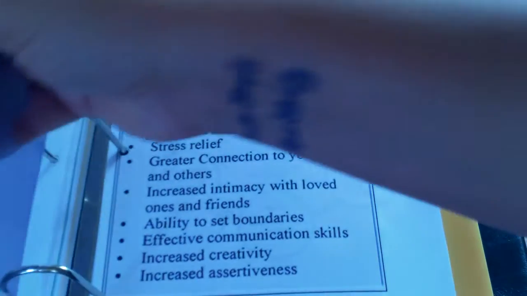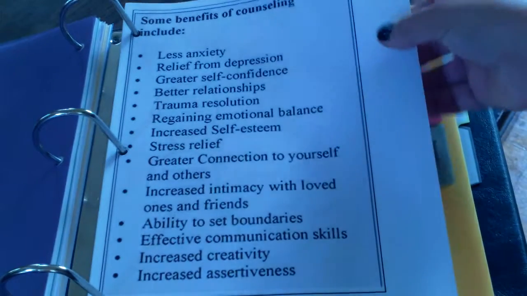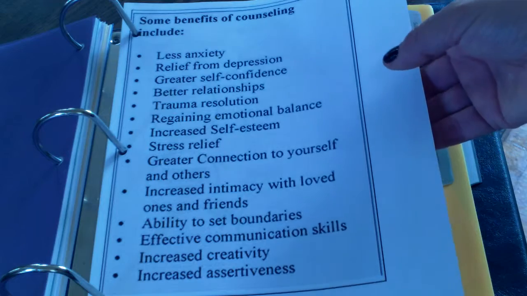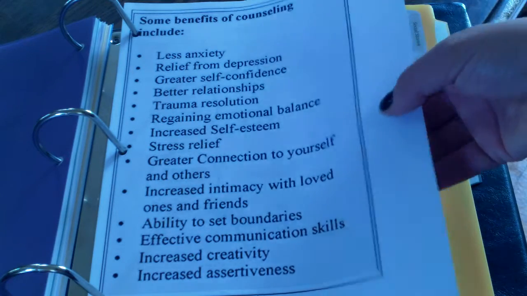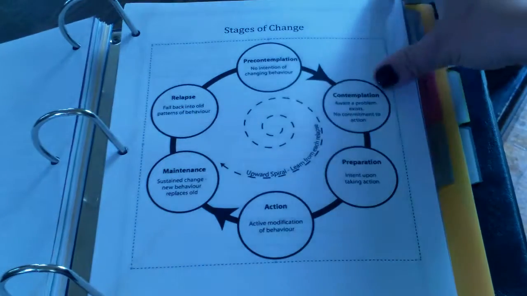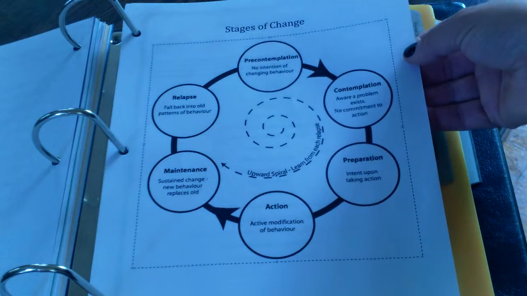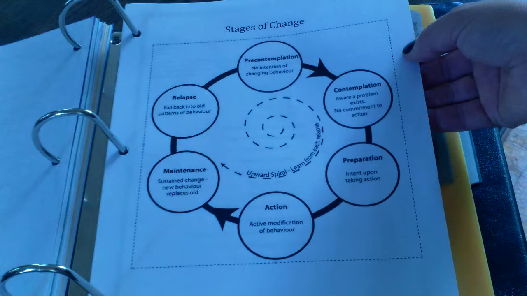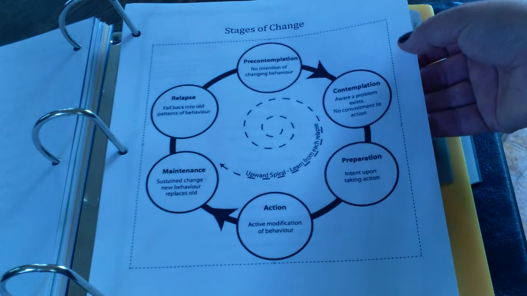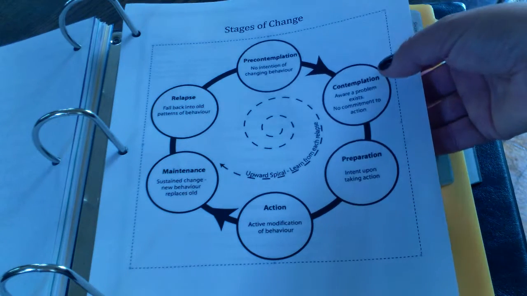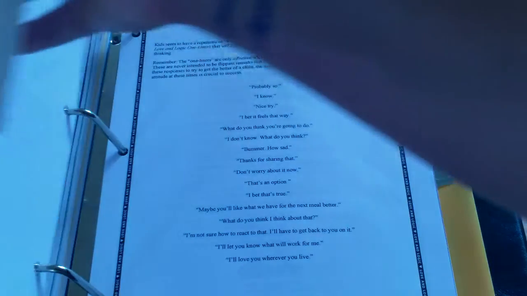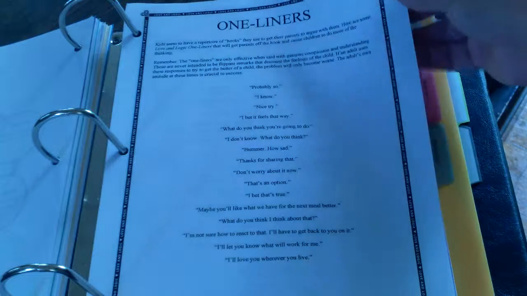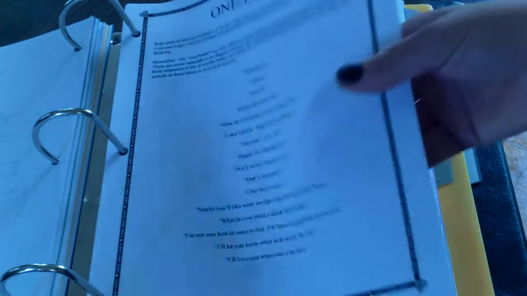Under miscellaneous forms, I found this sheet about some benefits of counseling that I thought would be good to help people who may be reluctant to come to counseling. This is a form on the stages of change that helps people identify what stage of change they may be in and how to keep moving forward as they're making changes in their life. These are some parenting forms, one-liners that can be used with children and how they should be used.